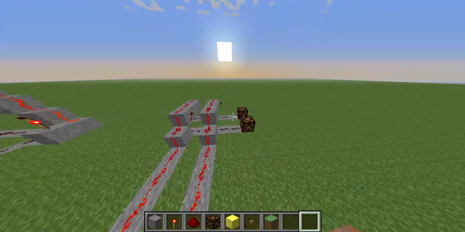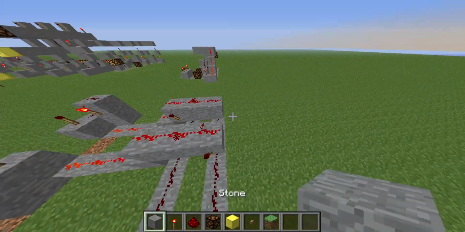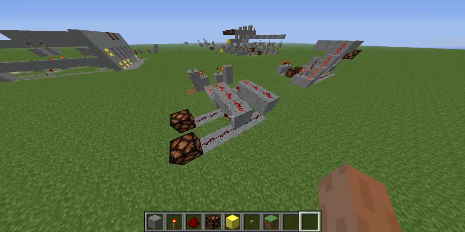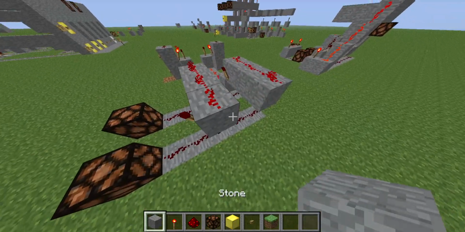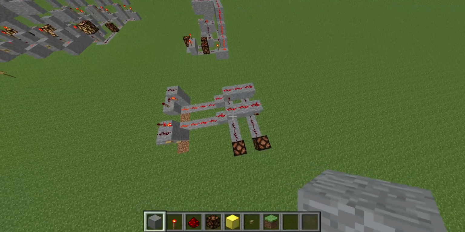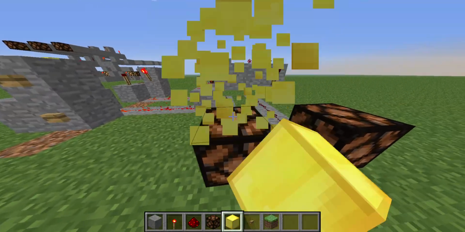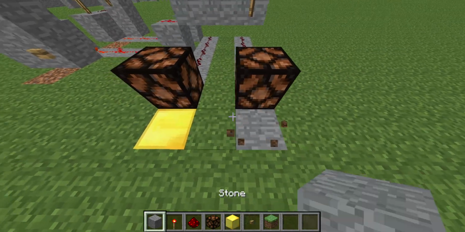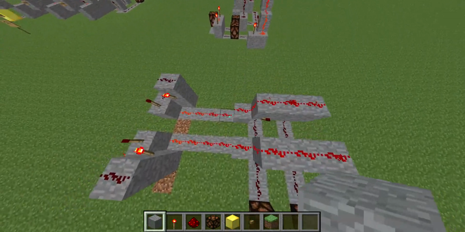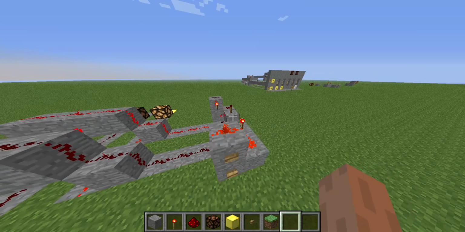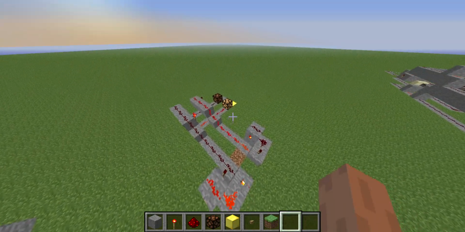So let's just say... Oh, sorry about that. Let's just say you have this, okay? Let's just say I want to remember this one. I want to remember the gold block and not the stone block, okay? So I find that data value, I go here and I set the value. So it's now set.